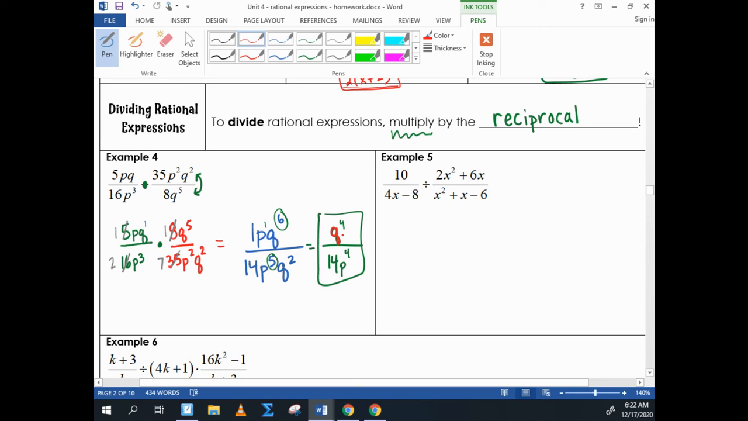All right, let's look at the next example. Again, it's the same as multiplication. Just turn that to a multiplication and flip those. So I still have the same first fraction. It's 10 over 4x minus 8. But then I'm going to multiply it by x squared plus x minus 6. This bottom goes to the top. And then the 2x squared plus 6x goes to the bottom.